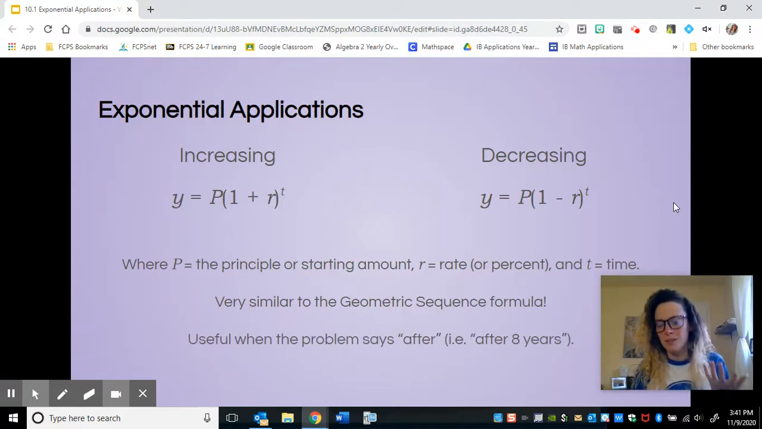So therefore, biggest question is, well, which one do I use then? It really doesn't matter. They both work the same way. These might be more useful when the problem says after, like after 8 years, so you don't have to remember to add 1 to it. If it said after 8 years for these problems, you would just sub in 8 for your time and be good to go. So let's do a couple examples.